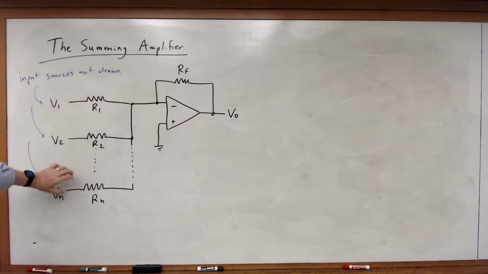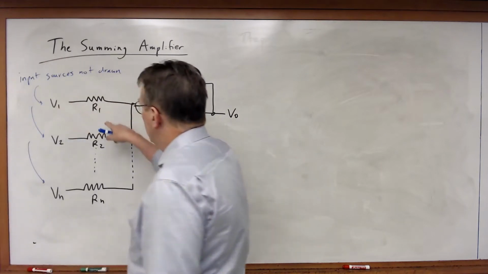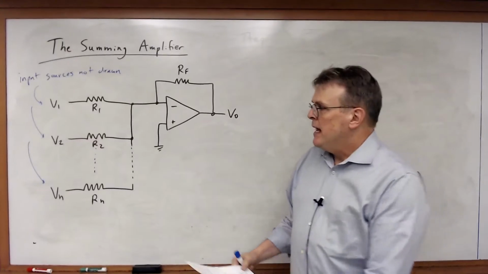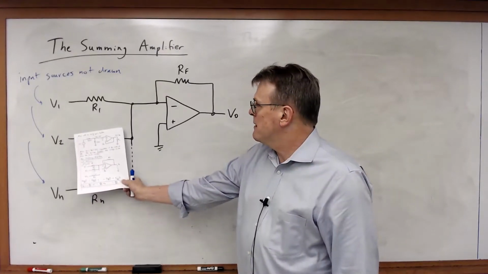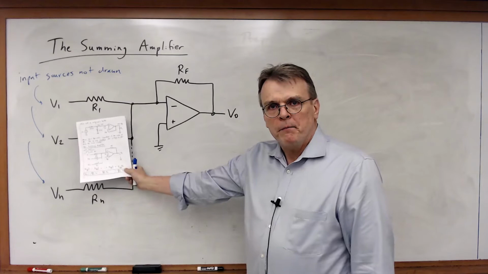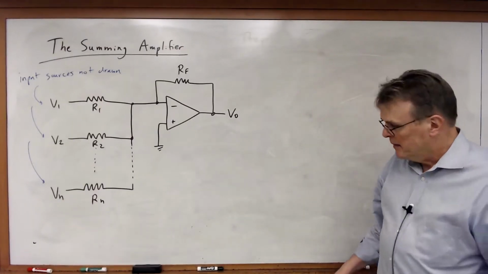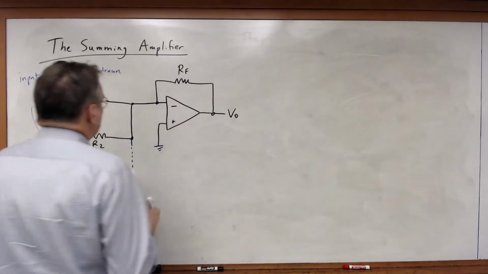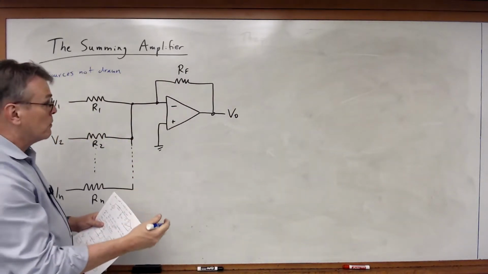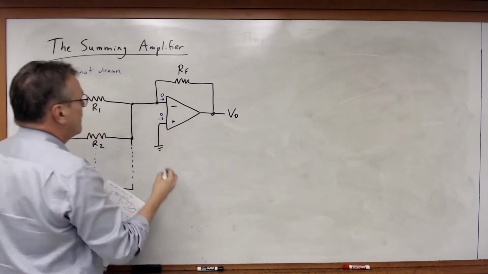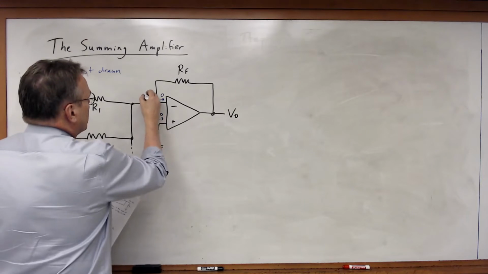Now notice, I've got any number of inputs and input source voltages that I care to have for this circuit. So I've got R1, R2, all the way through R sub n. I could have as many as I want. If I had just a single source, that would be nothing more than an inverting amplifier. But now I've got multiple sources. So now what does this act like? Well, let's first of all apply the three rules. My input currents must be equal to 0. I've got a virtual ground.